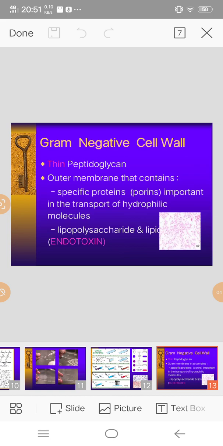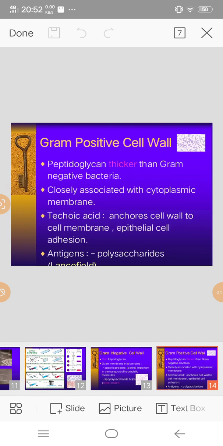The gram negative cell wall has a thin peptidoglycan layer. The outer membrane of gram negative bacteria contains specific proteins called porins, which are important in the transport of hydrophilic molecules. Lipopolysaccharide and lipids produced by gram negative bacteria are called endotoxins.